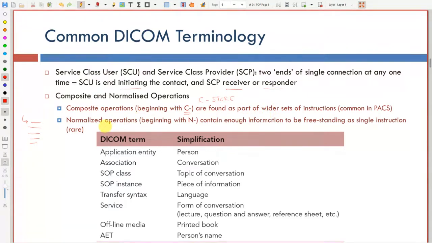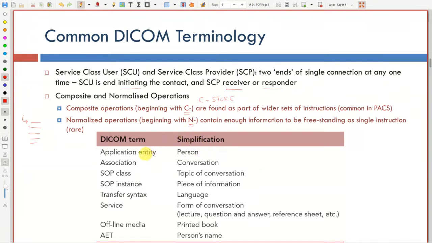Sometimes you have normalized operations which start with N, and such operations are self-contained. Basically it's just one command, or just one operation that would happen. Just one command would do it. This is kind of rare, but it was taken into account in the standard.